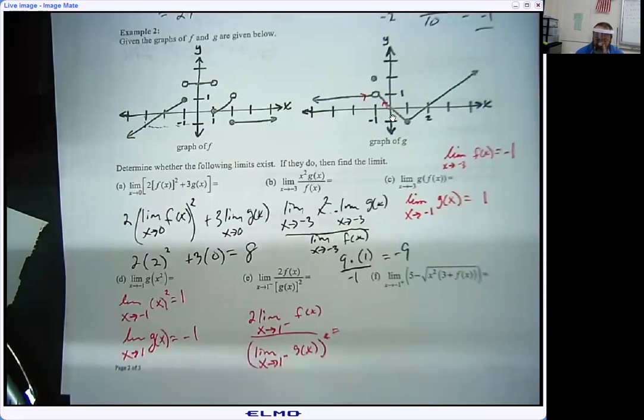I think the rest of these are pretty good, but do you notice they did something on E? It's 1 only from the left side. So as g approaches 1 from the left side, what do you get?